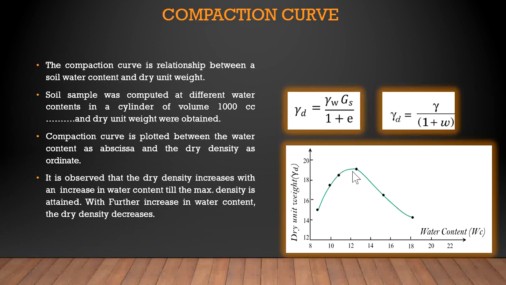Okay, so here we can see at the peak of this curve, the corresponding dry density at the peak is nothing but the maximum dry density, and the corresponding water content is nothing but the optimum moisture content. And also we can see that when we start adding water beyond this peak, the dry density starts decreasing. Okay, so the curve with the peak shown here is known as the moisture content dry density curve, or the compaction curve.